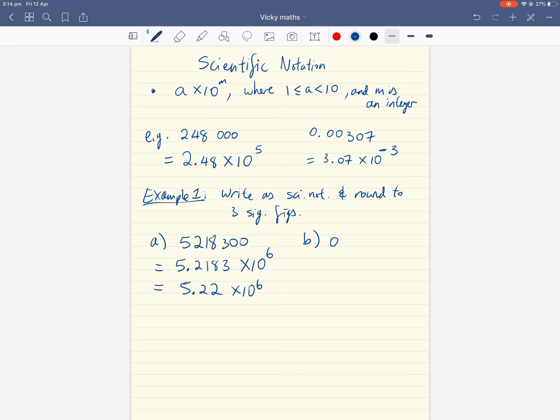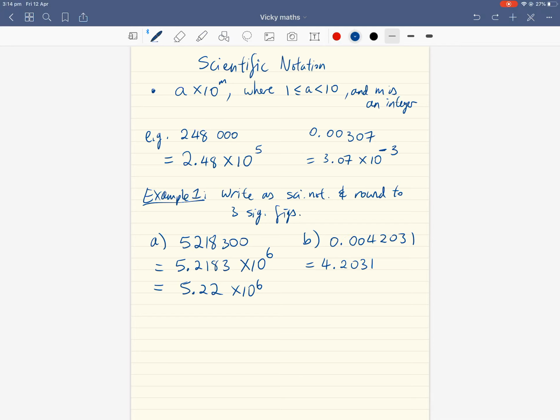Part B, 0.00423031. First, write it as scientific notation. So turn it into a number between 1 and 10. So it'll be 4.23031. The 0 squished between the 2 and the 3 counts. Let's see how many times we need to hop. So 1, 2, 3. 3 times to get to 4.2.